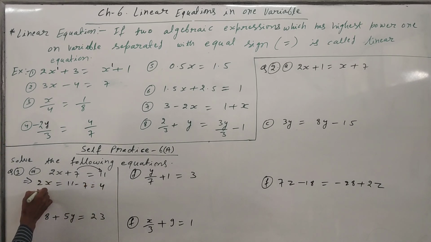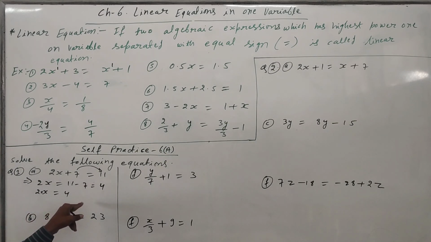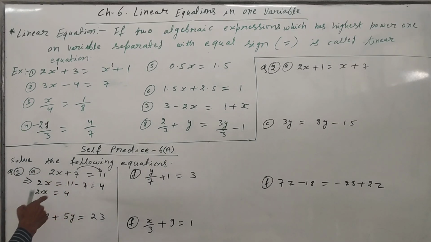Now here 2x = 4. In between, nothing written means a multiply sign is there. So 2 is the coefficient of x, and in between a multiply sign is there. So you transpose this 2 to that side also, because we have to find only x, not 2x. So we have to find the value of x.